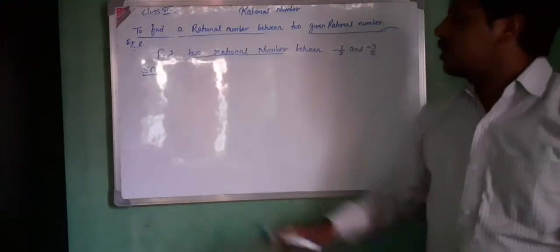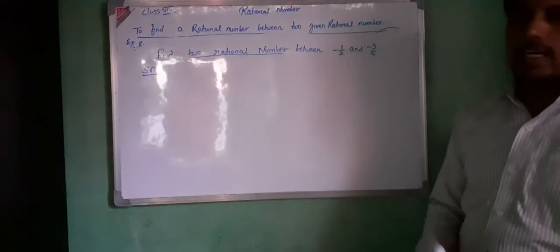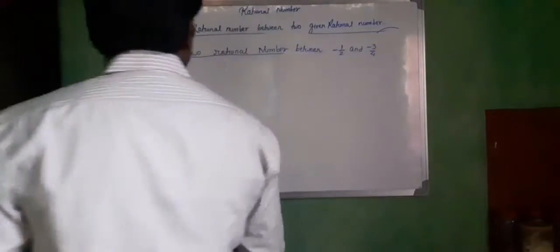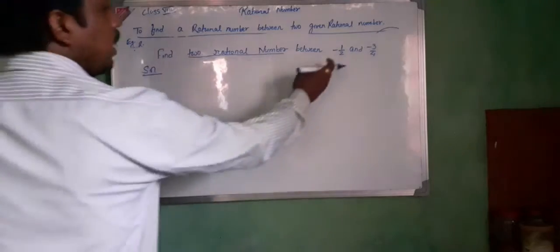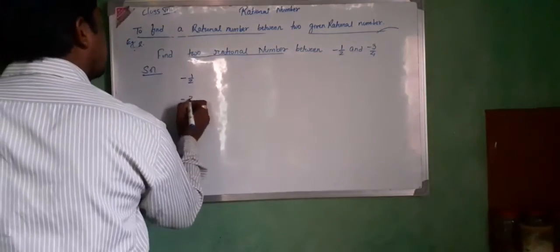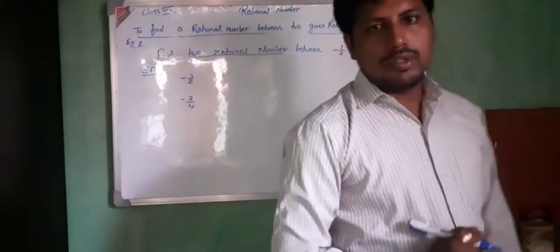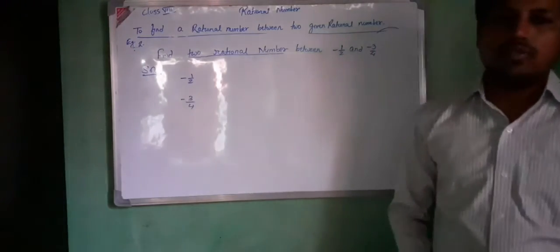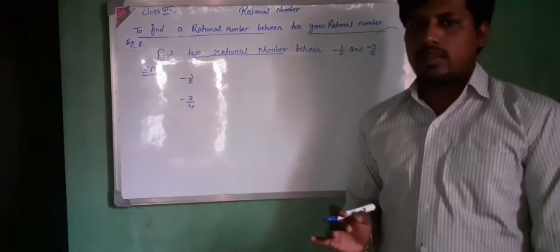Example number 2. Find two rational numbers between minus 1/2 and minus 3/4. To get the answer, we have to find two rational numbers. So at first I'll write minus 1/2 and then minus 3/4. Now you see the denominators: in the first case 2 is there, in the second 4 is there. So we'll make the denominator the same first.